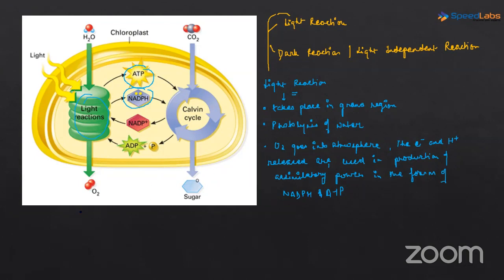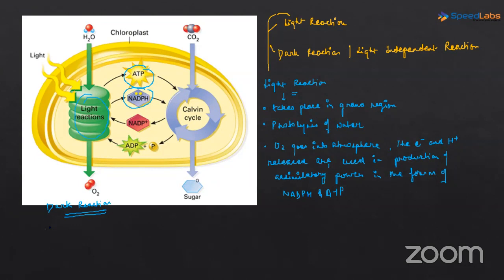Very important. Okay, next is the dark reaction. What is the next step, or the next phase? The dark reaction. This is the light independent reaction. Now the name can be misleading here. Dark reaction does not mean that it is happening in the night. It is a light independent reaction. It does not require light to proceed. That's why we are calling it the dark reaction.